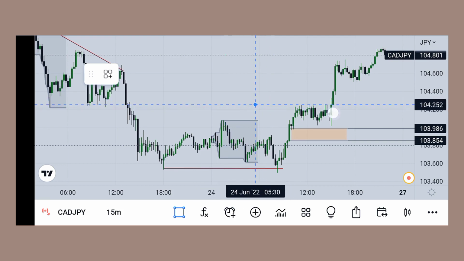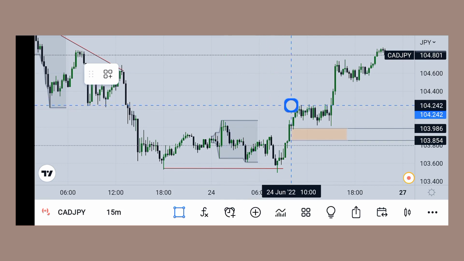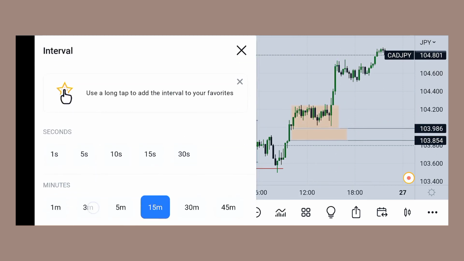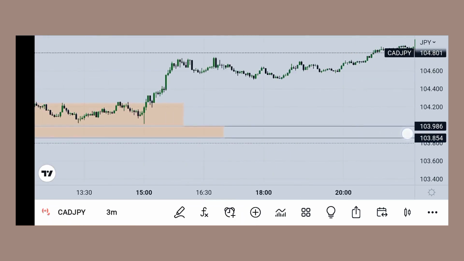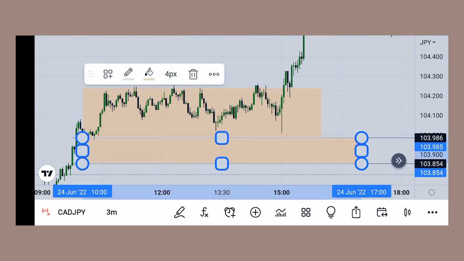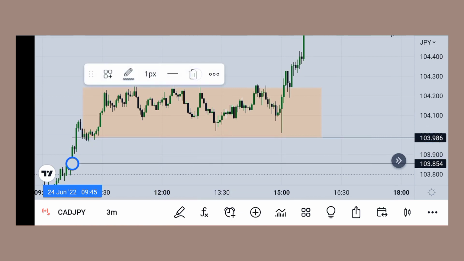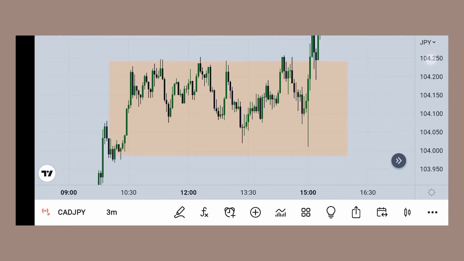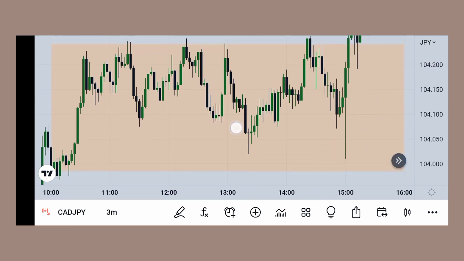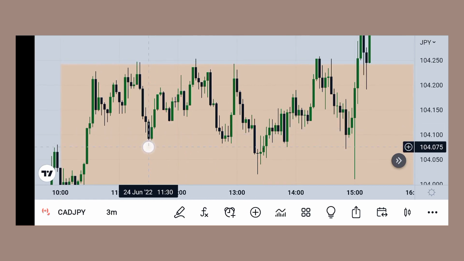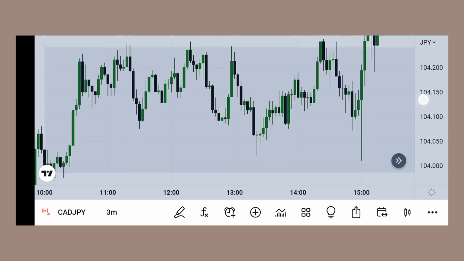This point, okay. So let's go to 2-minute charts. So we'll explain. We'll be taking it off. At this point, I think I should change the color.